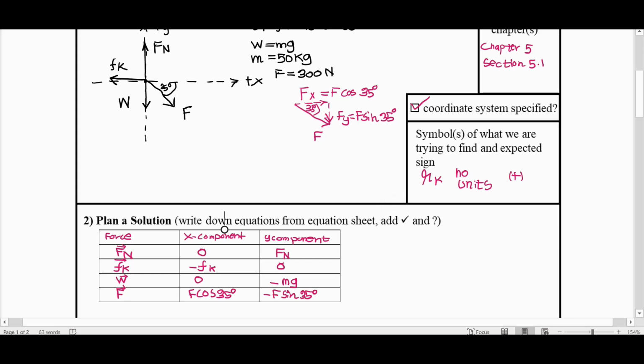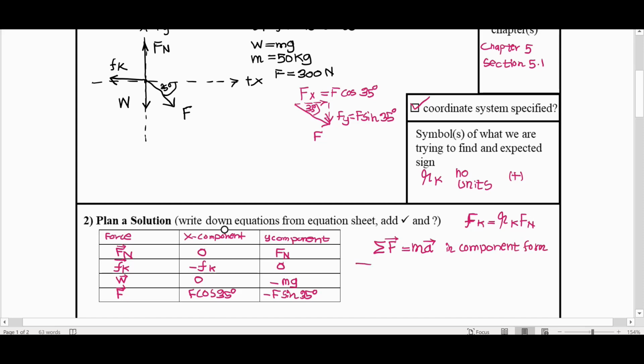And now let's see the equations. We can use the equation for the kinetic friction. We know kinetic friction is equal to the coefficient of kinetic friction times the normal force. And then we can use Newton's second law. I'm going to use the component form of Newton's second law because we have to solve for the variables in the x direction and y direction separately. So let's use the component form of Newton's second law.